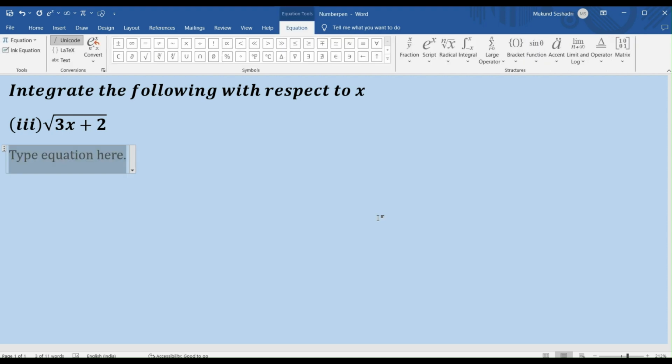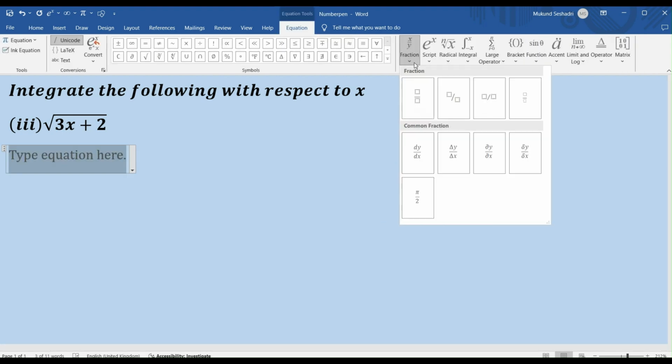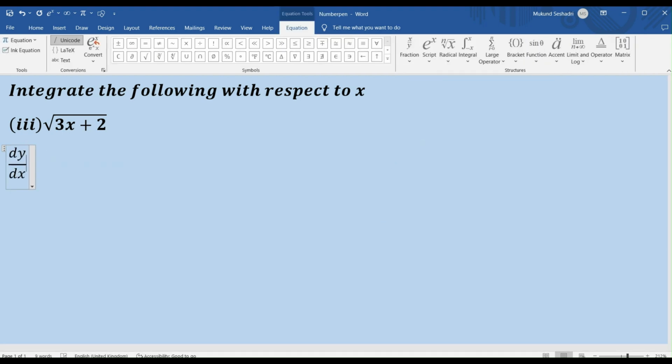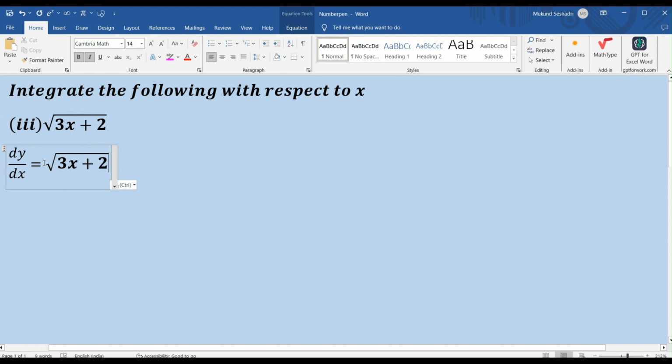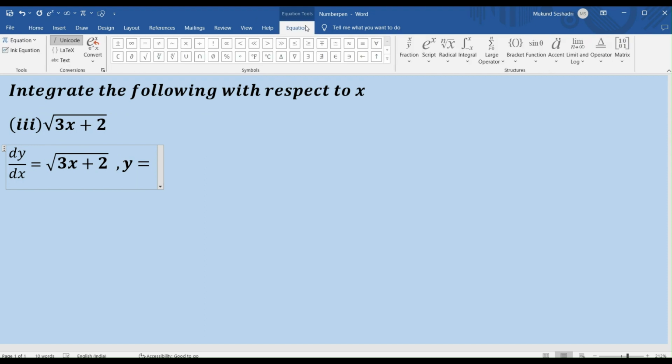And before that, whenever I've been told to integrate a particular function with respect to x, what I have been given is dy by dx, and I've been asked to find y, right? The reason I'm mentioning this again and again is I always want you to relate this with differential calculus, not treat them as two independent topics, right? So, which means my y, I pick out my integral symbol, is nothing but the integral of square root of 3x plus 2 times dx, right?